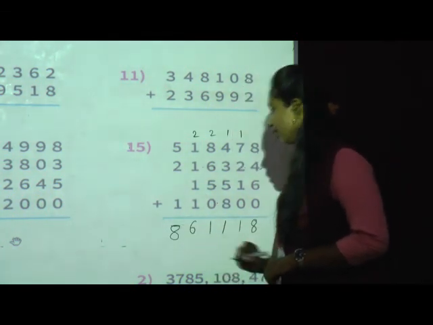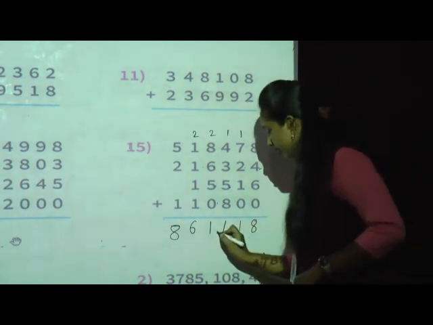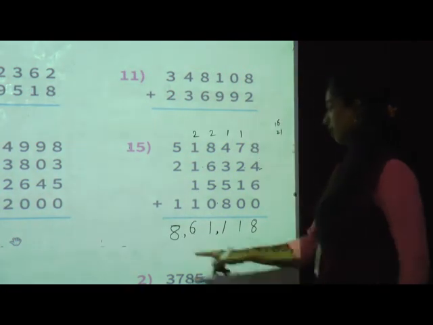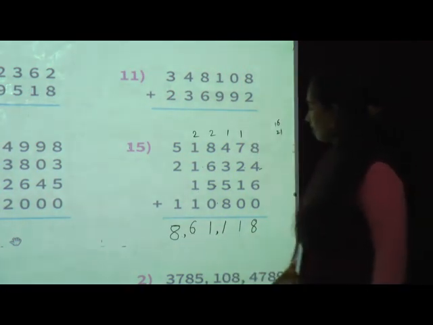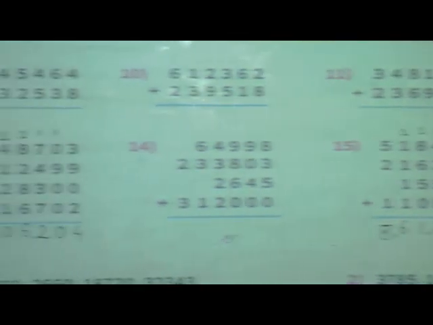8. Okay, got it? Give a comma after 3 digits, after 2 digits. The answer is 8,61,118. Understood?